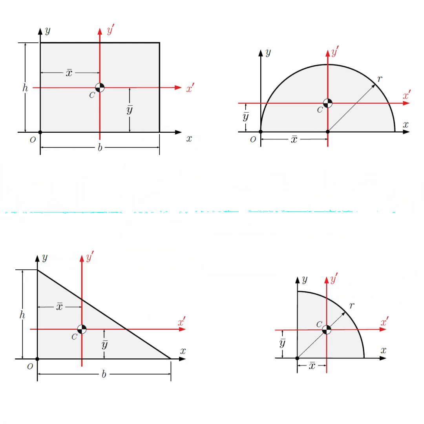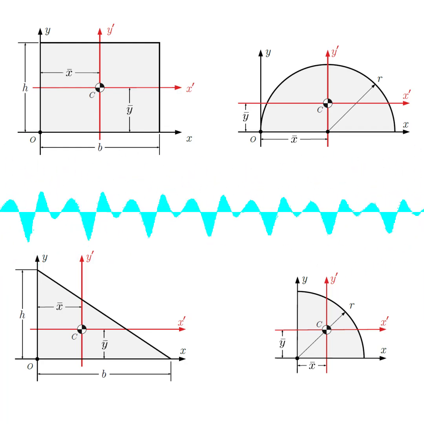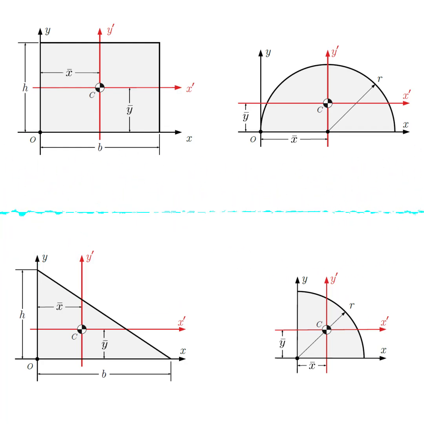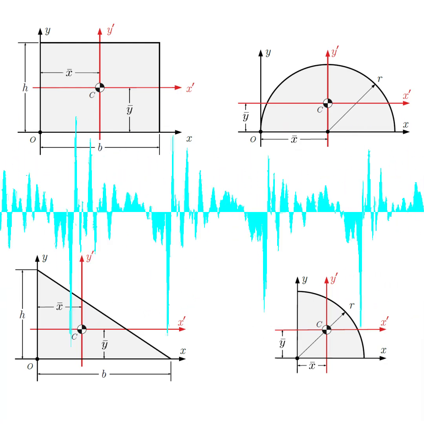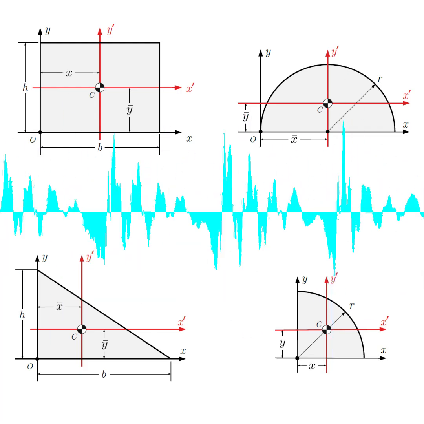Exactly. Those centroid formulas we had earlier, like the sum of x_i A_i over the sum of A_i, now become the integral of x̃ dA over the integral of dA. So dA is like a little tiny piece of area, and x̃ is the coordinate of the centroid of that teeny tiny piece. Like we're dividing the shape up into infinite pieces and finding the weighted average of their positions.